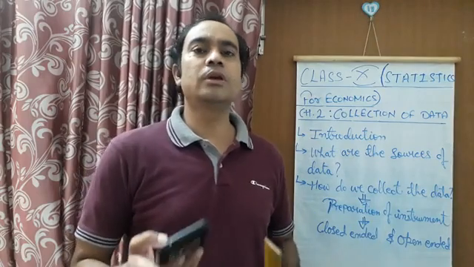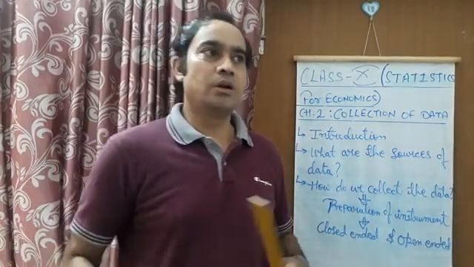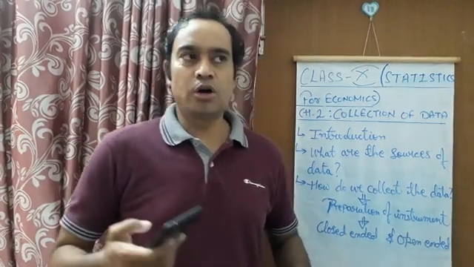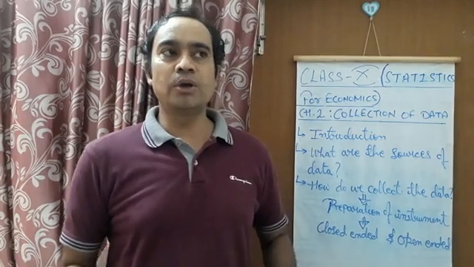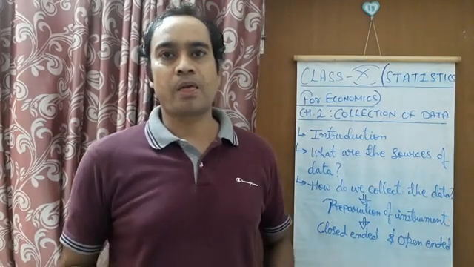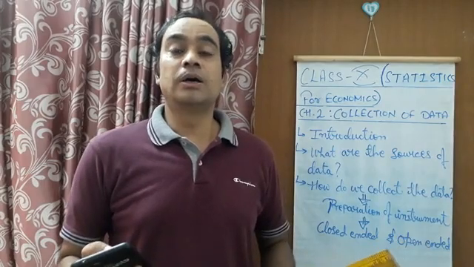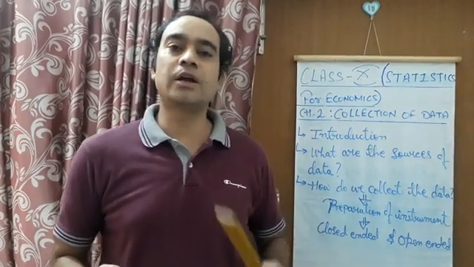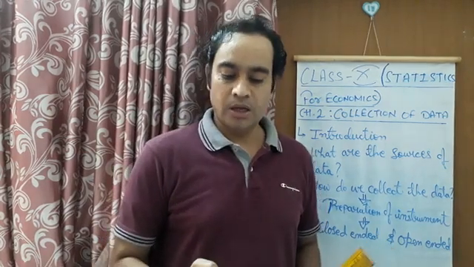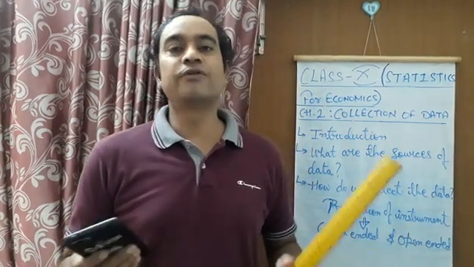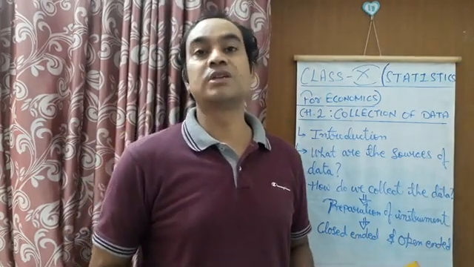So this is the source through which we can come to know perfect information after inquiring. This is the method in which the investigator himself goes and inquires. This type of data is called first-hand data, and this is what is called primary data.